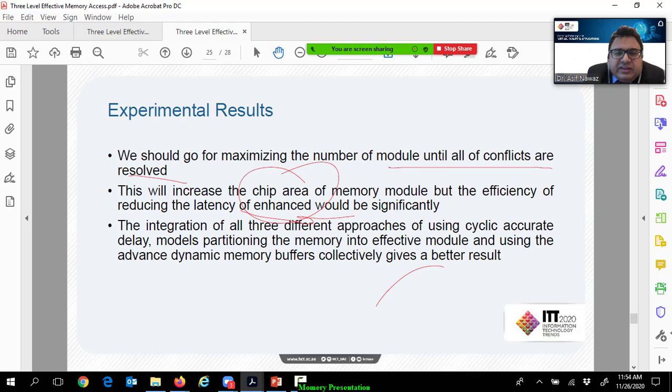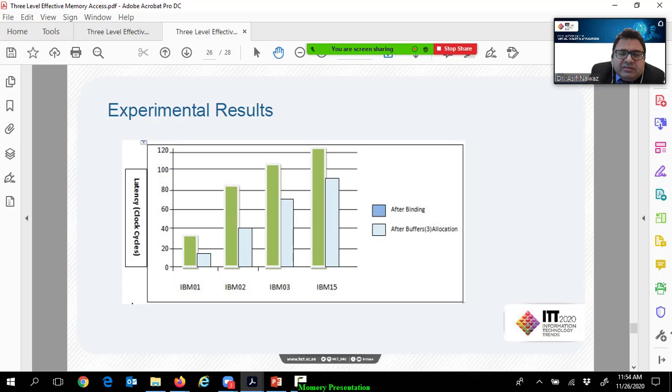And the integration of all these three approaches using cycle-accurate delays, number 1. Number 2, model partitioning, and 3, memory into effective module and using the advanced dynamic memory, that yields the big result. So we can see again the same table which we have done. This is our original latency in clock cycles, and if we do the 3 approaches, you see there are significant improvements in all 3 or 4 benchmark processors.